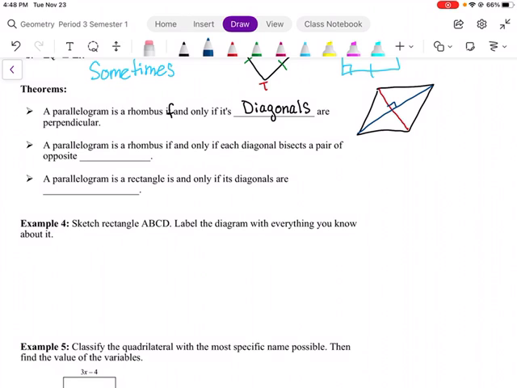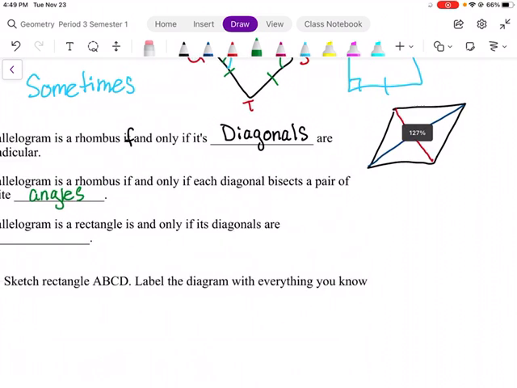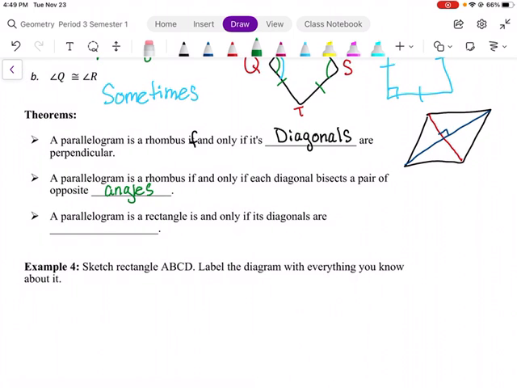Also, a parallelogram is a rhombus if and only if the diagonals bisect a pair of opposite angles. So what that means is, for example, this dark blue diagonal, if this shape is a rhombus, it is going to be cutting these two angles in half. And because we know the bigger angles are congruent to each other, if we're cutting them both in half, that means each smaller angle is going to be congruent to the other. The same thing is true for the other diagonal. The four angles that it forms are all going to be congruent to each other.